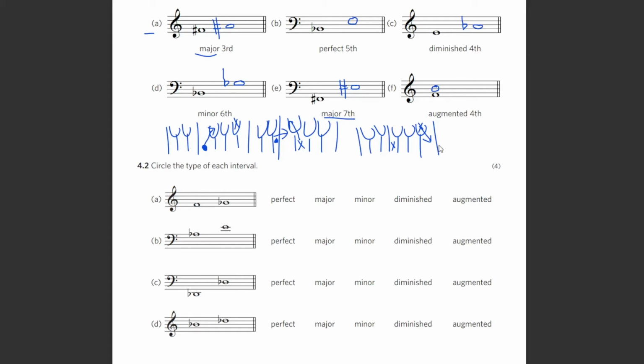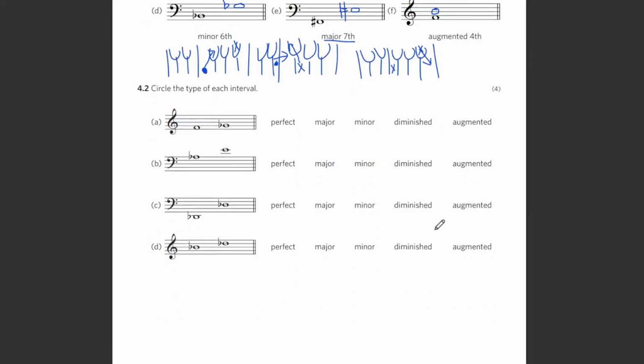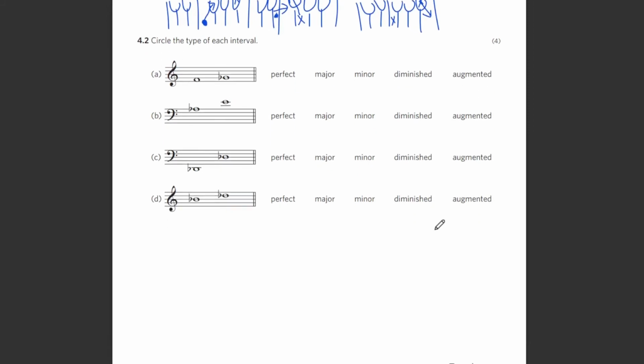Next, let's move on to 4.2. So in 4.2, you're asked to circle the type of each interval. To find the interval, you can either use the semitone chart or you can use the major key as a reference. So you can use both, in fact.